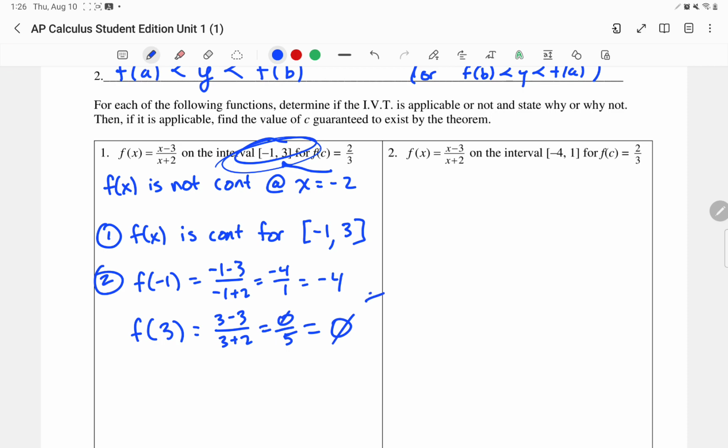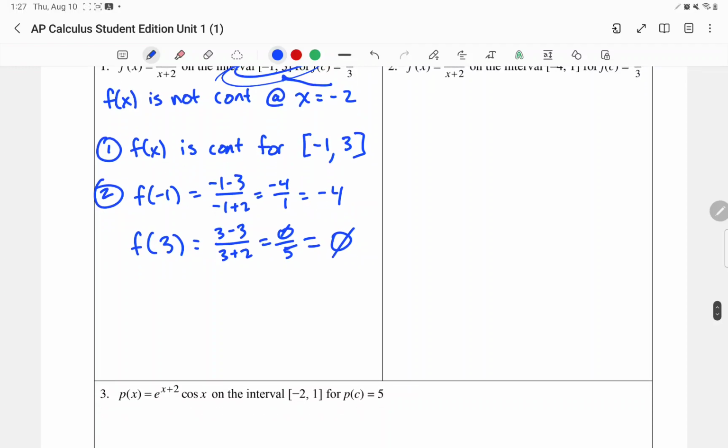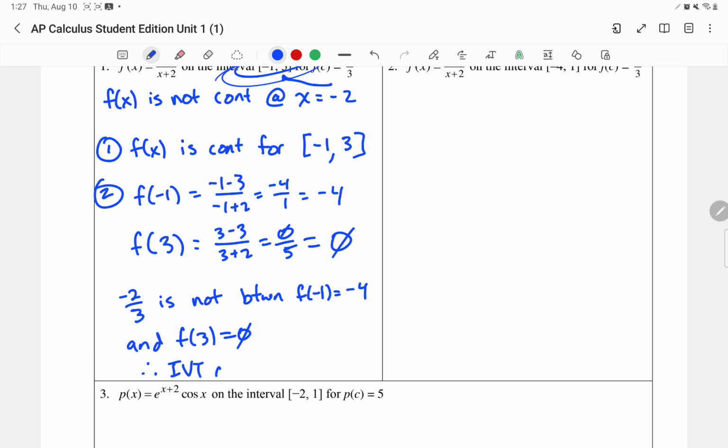So is 2/3 in between those two numbers? Well, it's not. -4 is a negative number, positive 2/3 is positive. So we're going to say something like, 2/3 is not between f of -1 equals -4 and f of 3 equals 0. Therefore, IVT does not apply. So even though we had a continuous graph for our interval, IVT doesn't apply because the y value wasn't in between the two endpoints. So we have to check both of those.